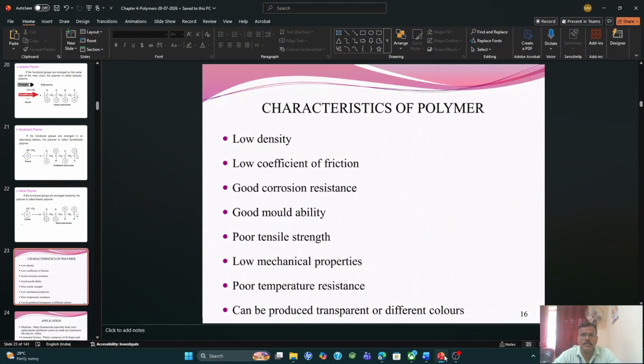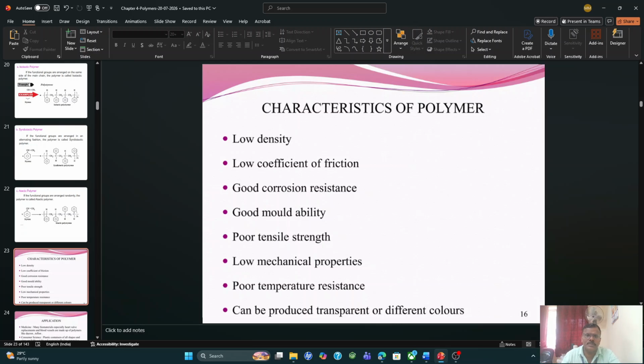Now we see the characteristics of polymers. Most of the polymers have low density, low coefficient of friction, good corrosion resistance. That's a very, very important point. A good moldability. That's why for different shapes we can mold it, reshape it. Poor tensile strength, low mechanical properties, poor temperature resistance, can be produced transparent or in different colors.